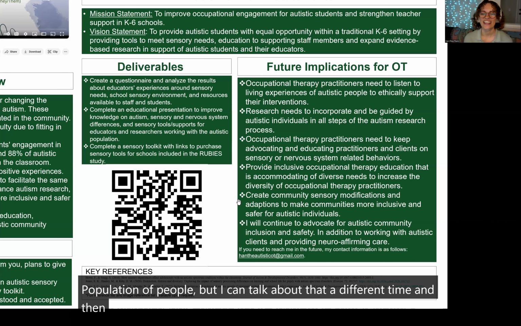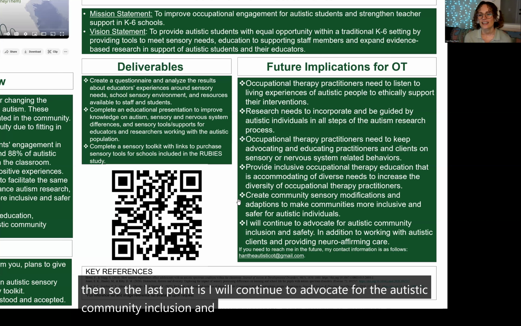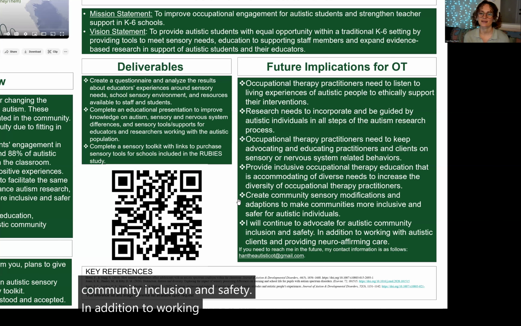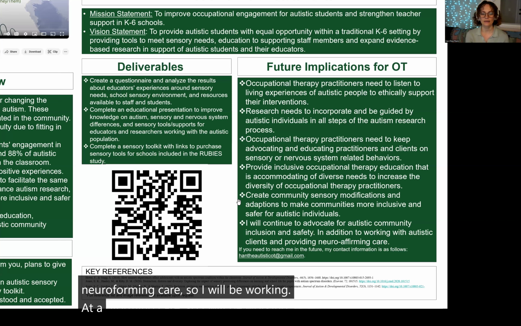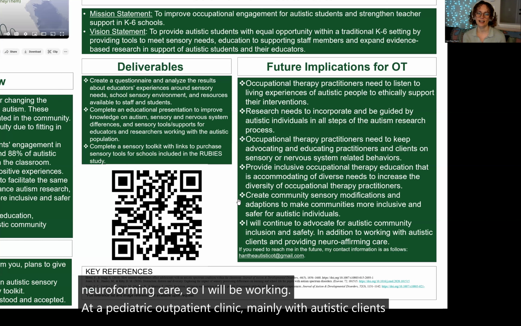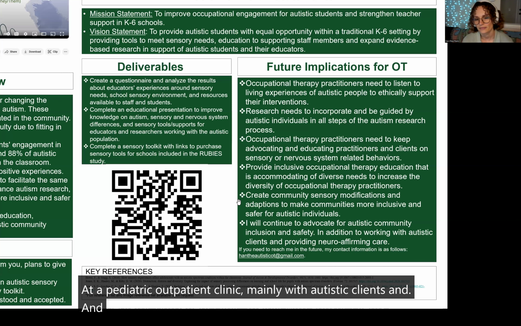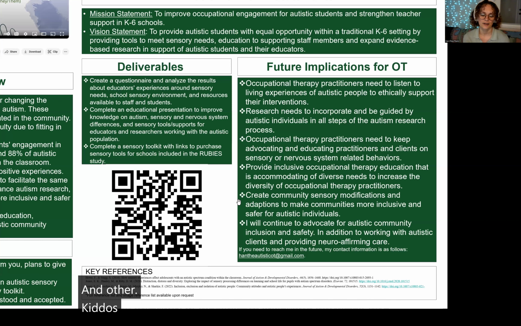And then the last point is I will continue to advocate for the autistic community's inclusion and safety, in addition to working with autistic clients and providing neuro-affirming care. So I will be working at a pediatric outpatient clinic, mainly with autistic clients and other kiddos with neuro differences. I will be working there right when I get out of school.